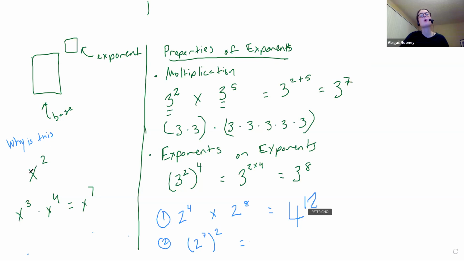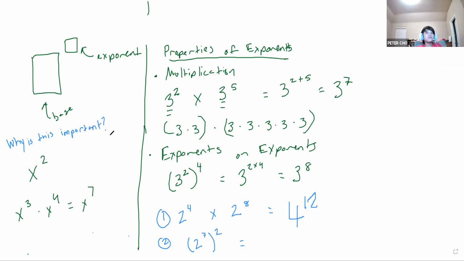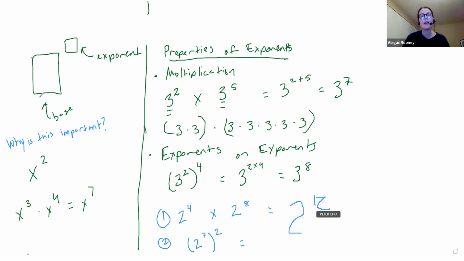Okay, remember, we don't multiply the 2's. We keep our base the same. So it's 2 to the 12th. Here, do you want to erase and rewrite as 2 to the 12th? Okay. Okay, looks good. And then what would you do for number 2? So this is 2 to the 7th in parentheses raised to the 2nd power.